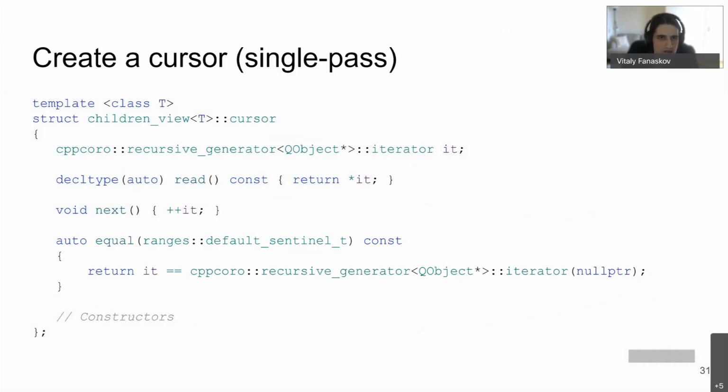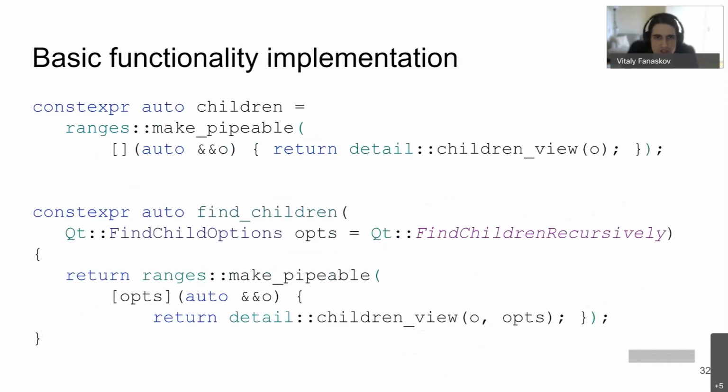So yeah, that's it about implementation. And now let's move to the basic functionality. Ranges also provides a separate function called make pipeable. It's just a wrapper to nicely make your functions, like all callable objects, chainable.